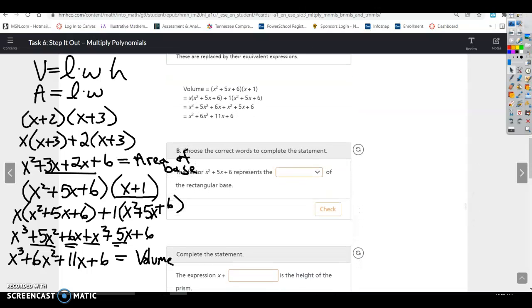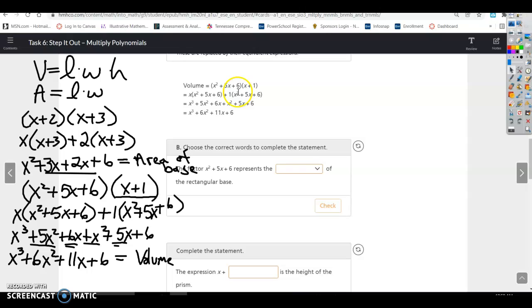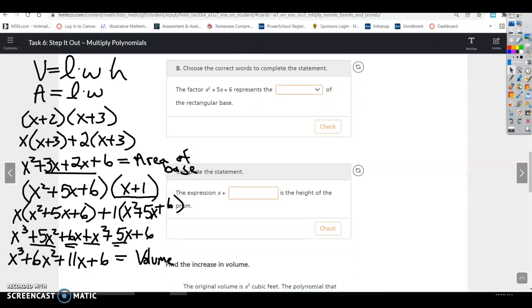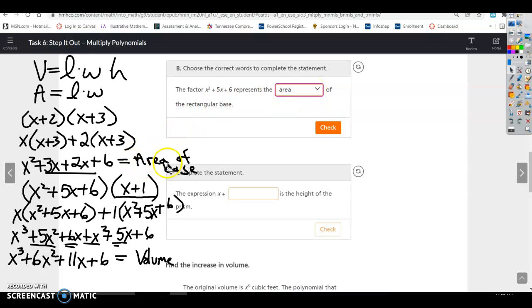All right, so to find the volume, they did the same thing. They took the base and then they multiplied it by the height, which is what I did right here. And then they combined like terms and simplified and got x cubed plus 6x squared plus 11x plus 6 for the volume. So that was the same thing that we got. All right, so it says choose the correct words to complete this statement. The factors x plus 2 times x plus 3, that equals x squared plus 5x plus 6, represents the base. Nope, that's the area of the rectangular base, because when it's two-dimensional, it's area.